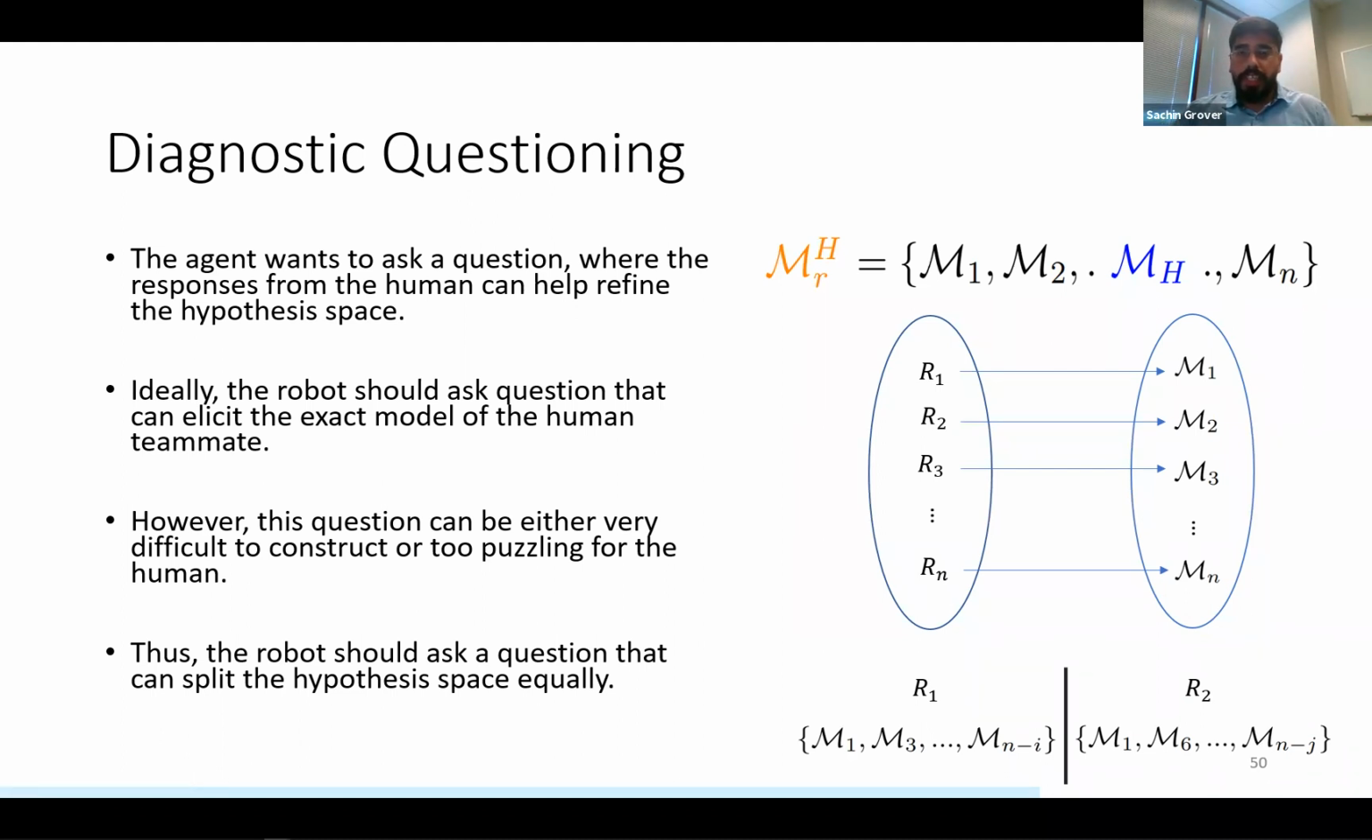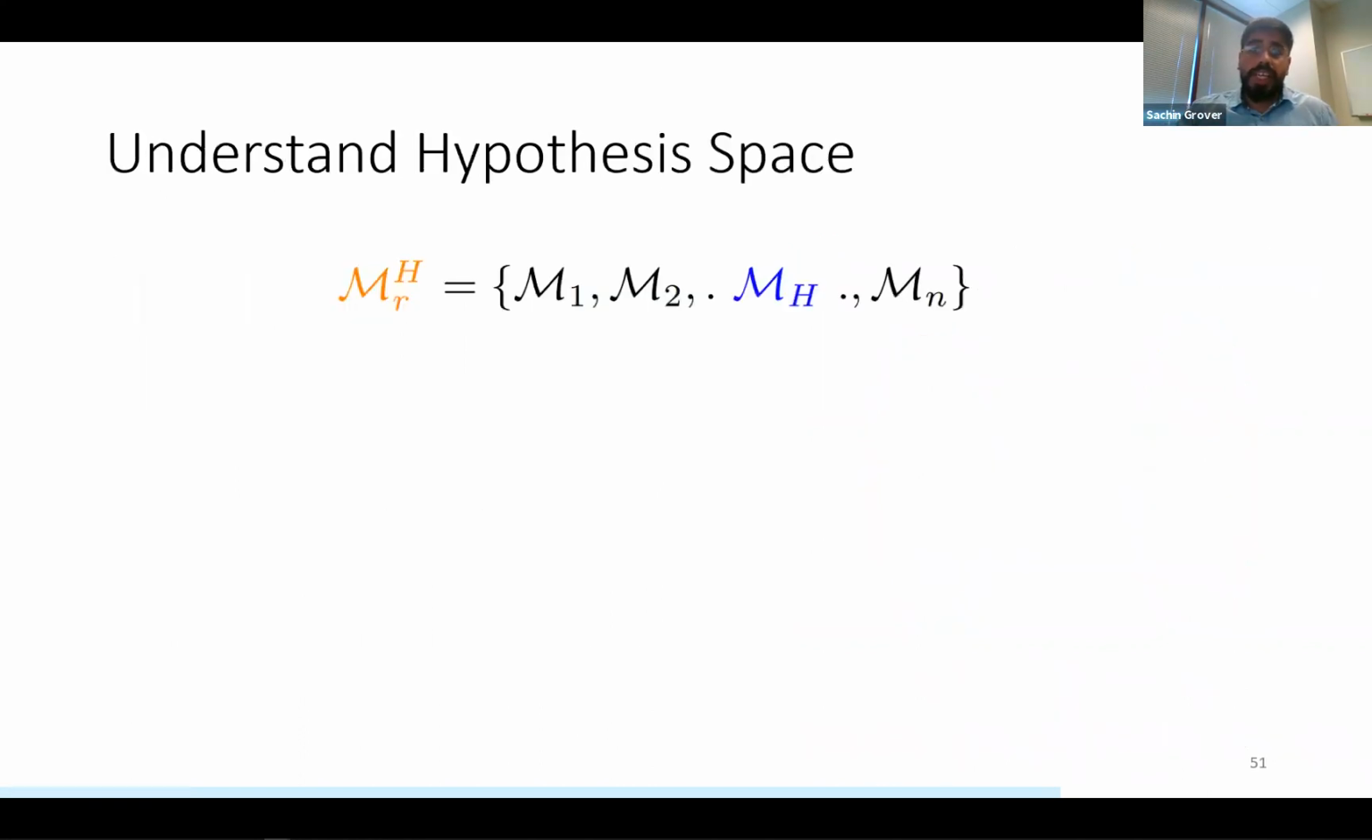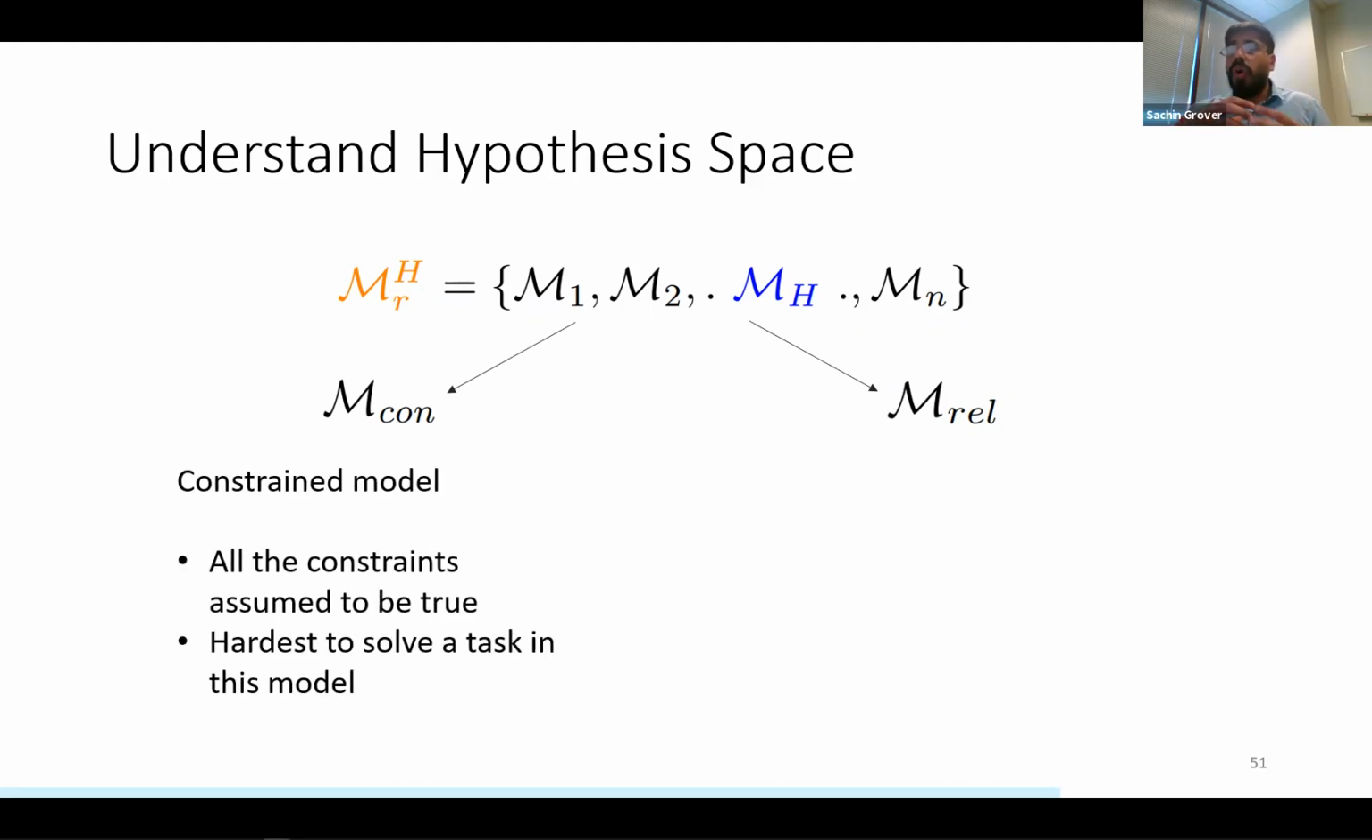So this whole idea can be divided into two parts. First is understanding the hypothesis space that the robot has, and then applying it to the responses that the human can give. If I first start with understanding the hypothesis space, there are two models that can exist in it. One is the constrained model. The constrained model says that all the rules of the domain that constrain what can be executed in the environment are assumed to be true. Whether the human understands them or not is a separate issue.